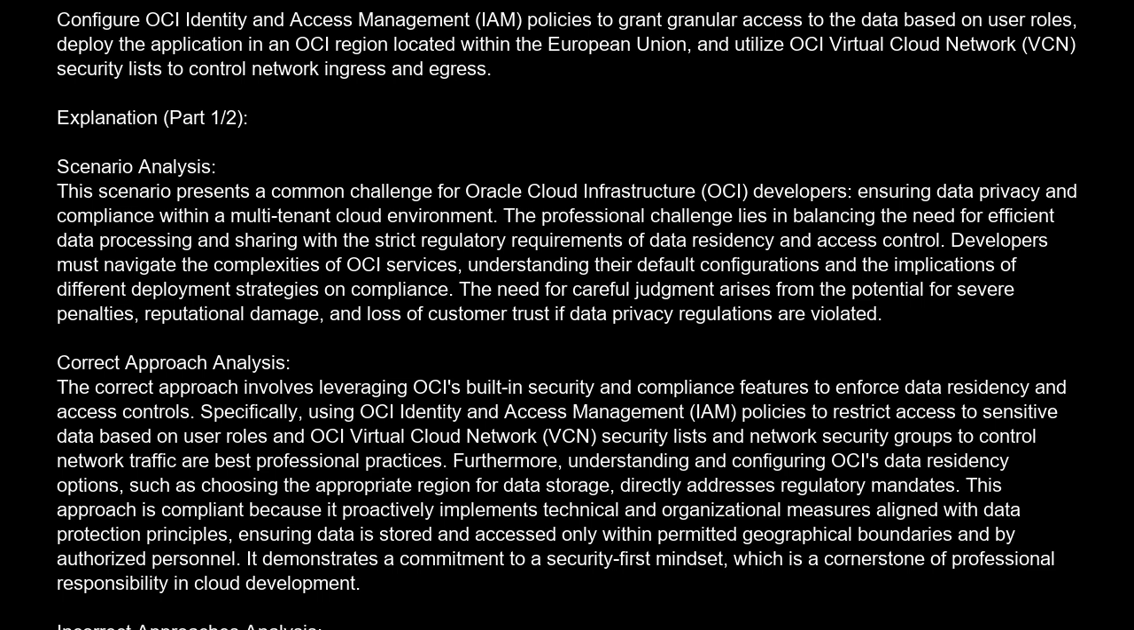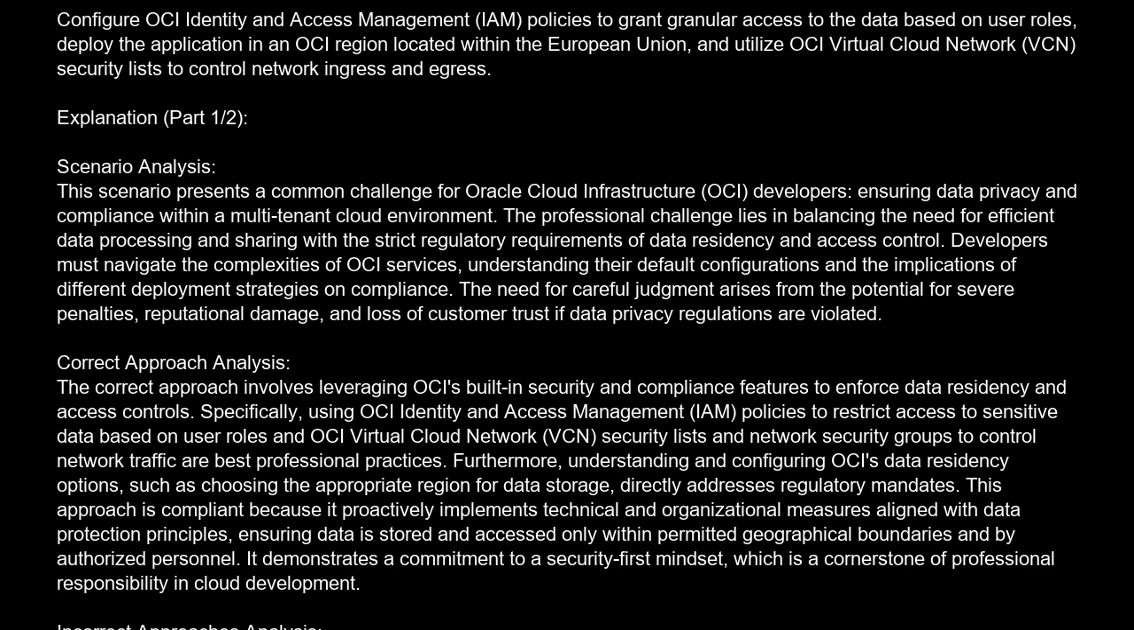Explanation. Scenario analysis. This scenario presents a common challenge for Oracle Cloud Infrastructure (OCI) developers: ensuring data privacy and compliance within a multi-tenant cloud environment. The professional challenge lies in balancing the need for efficient data processing and sharing with the strict regulatory requirements of data residency and access control. Developers must navigate the complexities of OCI services, understanding their default configurations and the implications of different deployment strategies on compliance. The need for careful judgment arises from the potential for severe penalties, reputational damage, and loss of customer trust if data privacy regulations are violated.